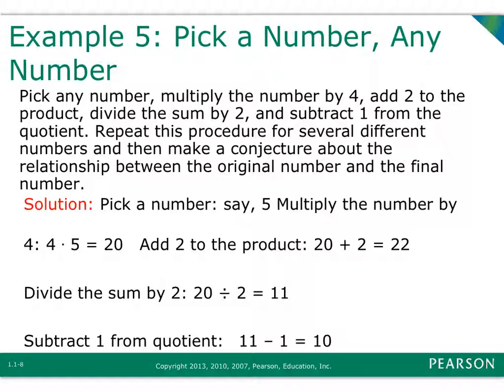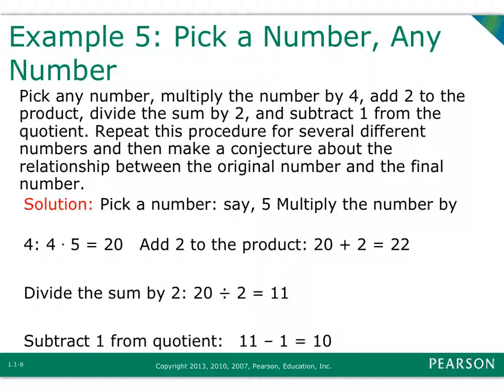So here's example 5. We're going to pick any number, multiply the number by 4, add 2 to the product, divide the sum by 2, and subtract 1 from the quotient. We're going to repeat this process for several different numbers and then make a conjecture about the relationship between the original number and the final number. This example is showing you we're going from a specific example to coming to a general conclusion. That's induction.